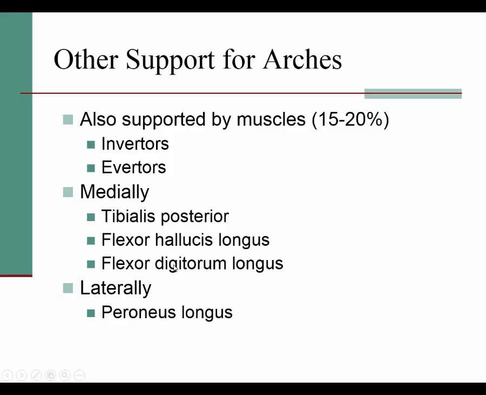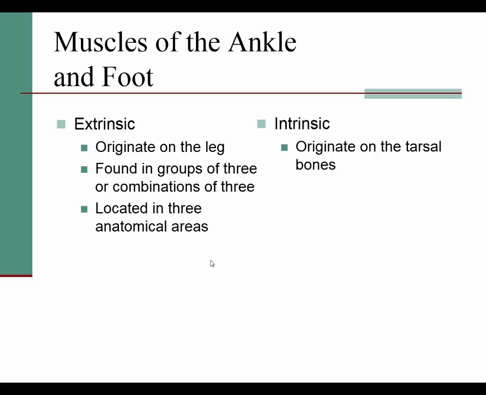Muscles of the ankle and foot. So extrinsic muscles, they originate on the leg. They're found in groups of 3 or combinations of 3, and they're located in 3 anatomical areas. The intrinsic muscles will originate on the tarsal bones themselves.